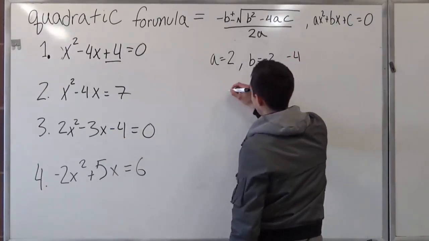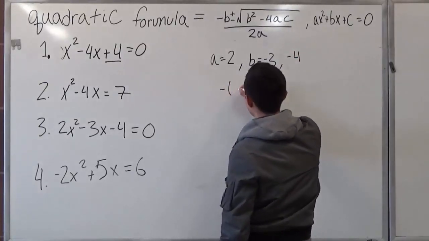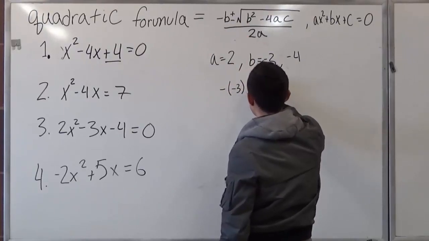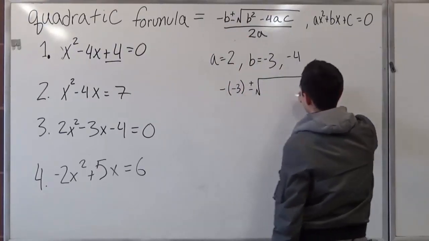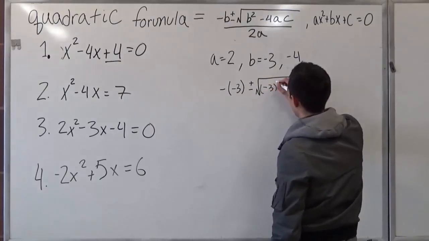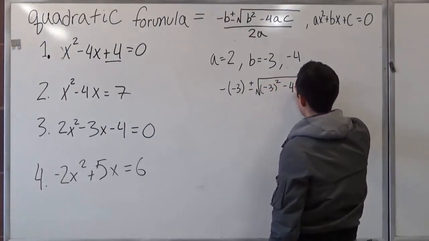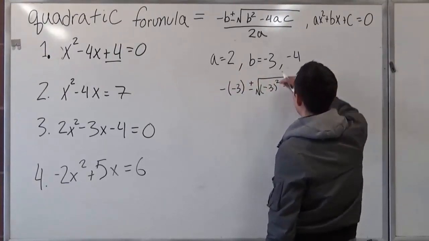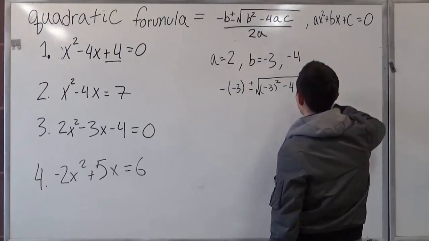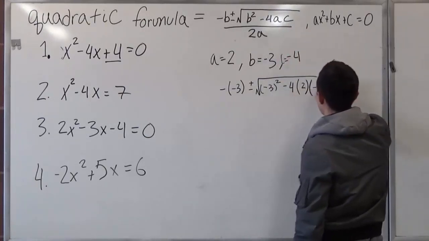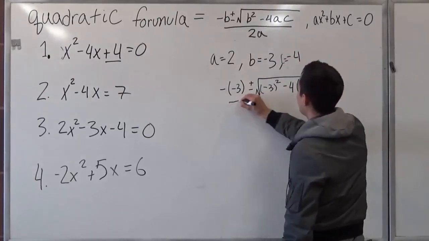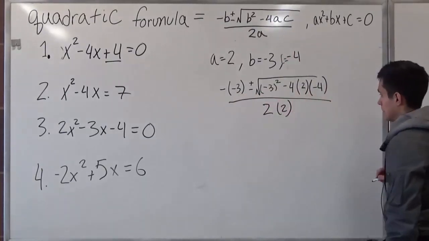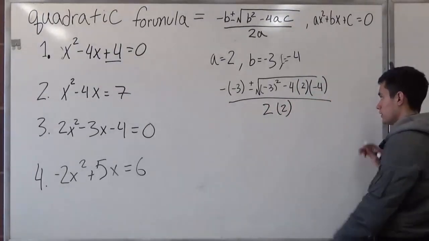So now all we have to do is plug it back into our formula. What is B? B is negative 3, plus or minus the square root of b squared, so negative 3 squared, minus 4 times 2, and then C, which is negative 4. C is equal to negative 4. All over 2 times 2. So now we just have to simplify it.